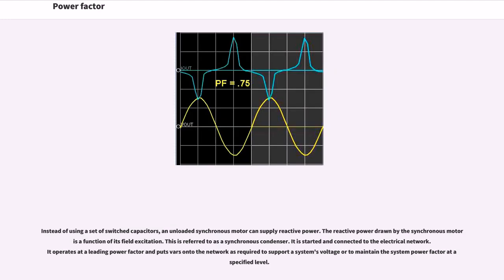Instead of using a set of switched capacitors, an unloaded synchronous motor can supply reactive power. The reactive power drawn by the synchronous motor is a function of its field excitation. This is referred to as a synchronous condenser. It is started and connected to the electrical network. It operates at a leading power factor and puts VARs onto the network as required to support a system's voltage or to maintain the system power factor at a specified level.